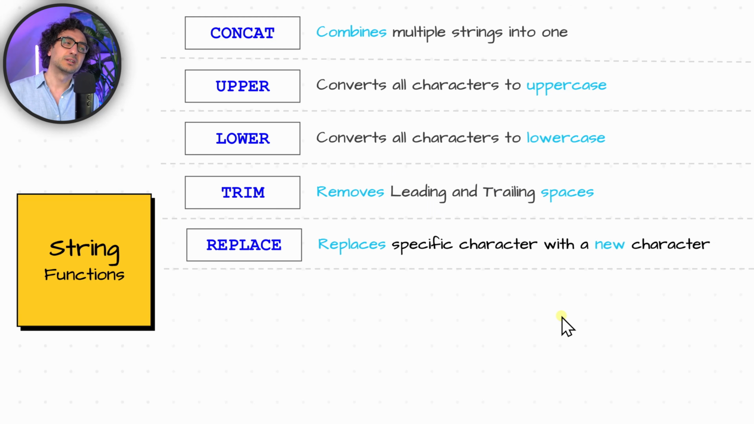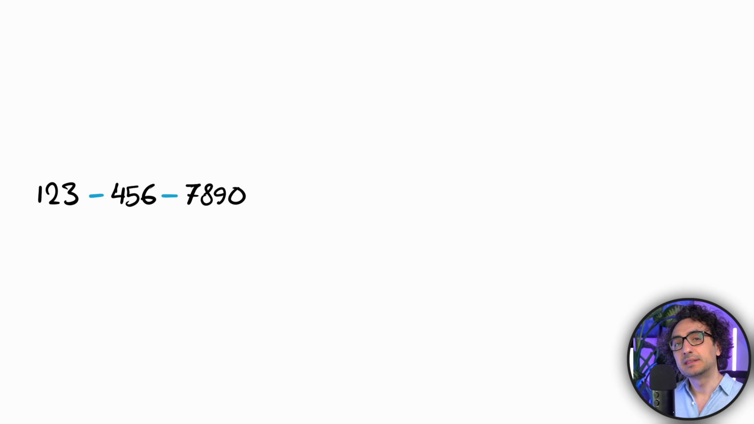Now the replace function is going to replace a specific character. That means we have something old and we want to replace it with something new. Let's have a very simple example to understand it. Imagine we have a phone number where the data is split by a dash. Now let's say that I don't like to have the dash in my data. I would like to have a slash, like any other special character.